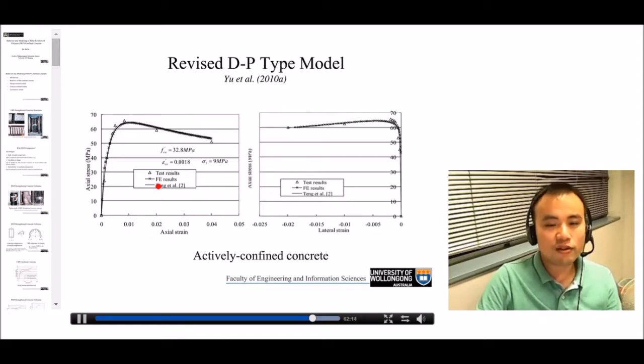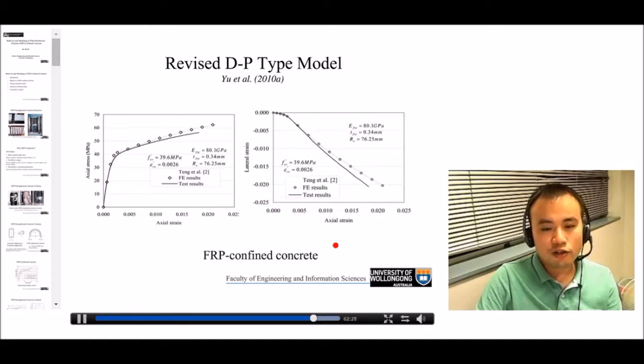And if you make these modifications, this figure shows you can predict very well the test results of actively confined concrete, not only for the actual stressing curve, but also for the lateral expansion. You can also predict very well the stressing curve and the lateral expansion of FRP-confined concrete.